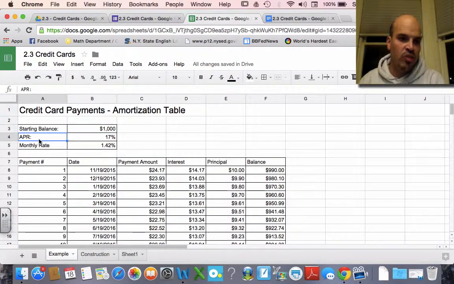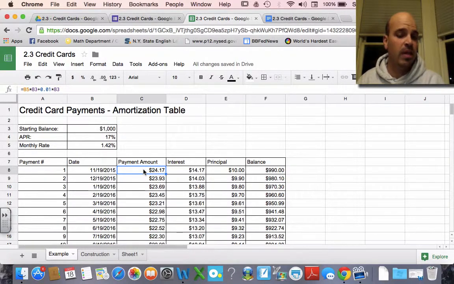The annual percentage rate, the APR, is 17%, and I've divided that by 12 to get the monthly rate. You can see we've made lots and lots of payments over the years. We're going to talk about how to get this payment amount, which is actually the minimum payment. Each payment is split up into what we call interest and principal.